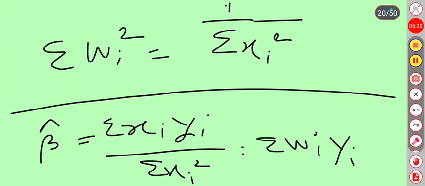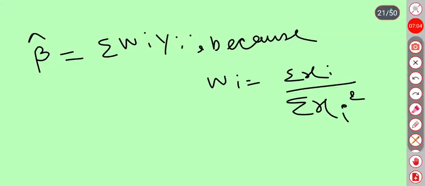And beta hat, we know, is the summation of the deviations small xi into small yi divided by summation of small xi square. It is equal to summation wi yi, because yi is already in the equation in deviation form. And small xi by summation xi square is equal to wi, that is why we take this term summation wi yi. So beta hat is equal to summation wi yi.